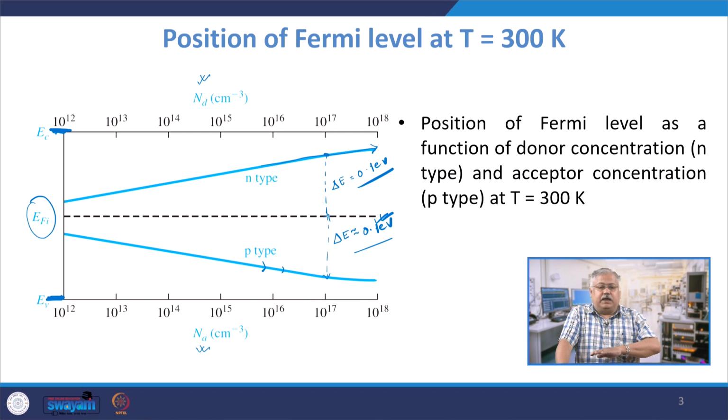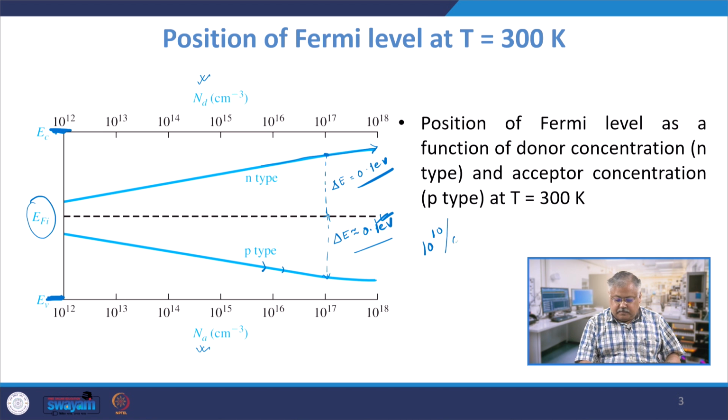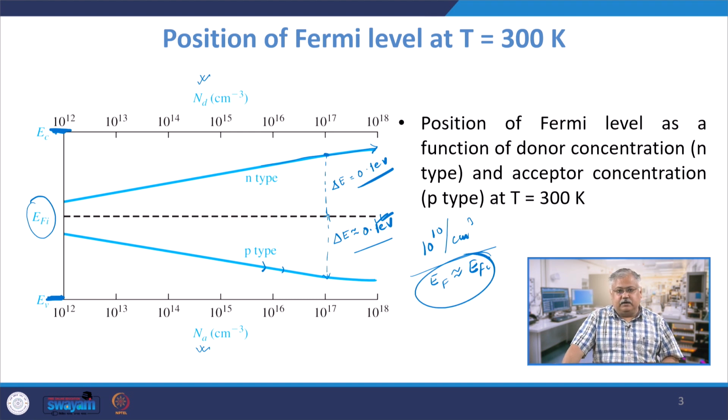So, for an n-type semiconductor, the Fermi level will move more towards the conduction band edge, and for a p-type semiconductor, it will move towards the valence band edge, and the separation will be almost the same. The second thing to point out is that at 300 Kelvin, if you make your dopant concentration very close to intrinsic, what is the value of intrinsic? It is 10 to the power 10 per centimeter cube. At this particular point, EF will be almost equal to EFI, the intrinsic Fermi level, correct? And this is at 300 Kelvin which we are talking about.